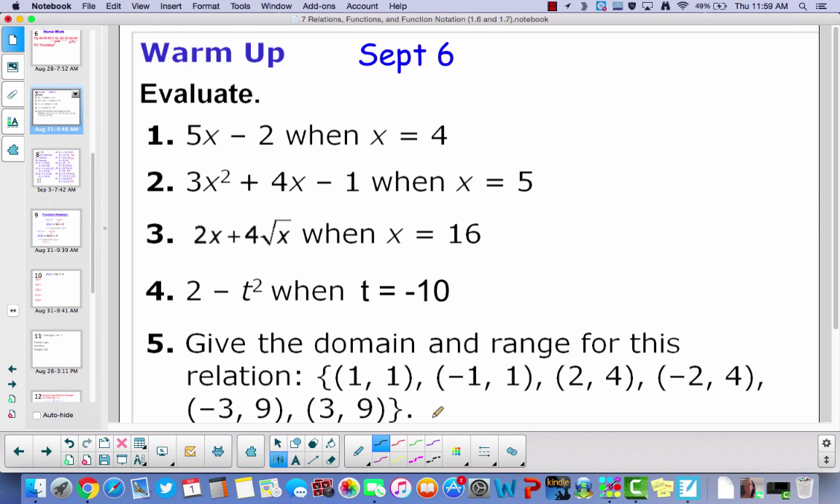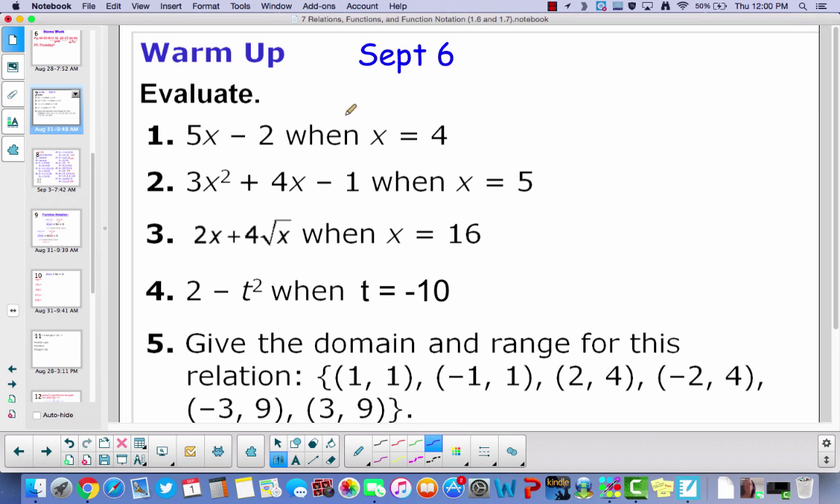Would you take a few minutes and do these problems? Pause it so that you can do them, and then when you're done, you can resume play so that you can watch and see what the answers are. Or, even better yet, let's get 4 volunteers to do these.